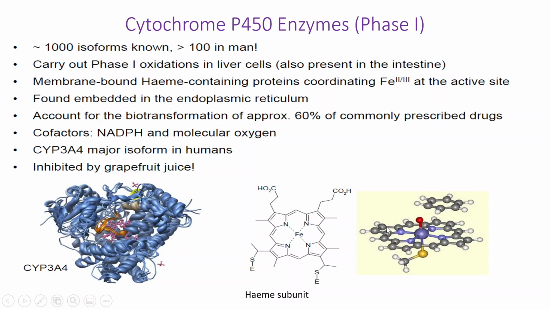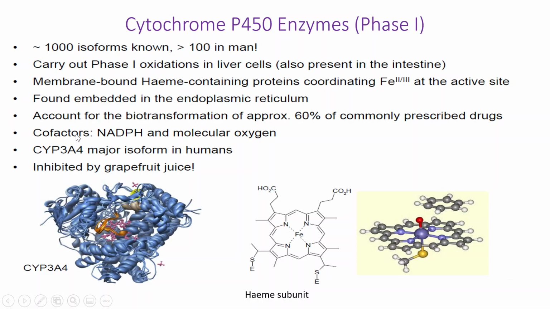This is the molecular structure. The core is the heme portion, or the P450 you can say, and surrounding it is the reductase, the NADPH reductase, if you can recall. There are more than 1000 isoforms, 100 in man. This mainly carries out phase 1 oxidation in the liver. It is a membrane-bound heme-containing protein. Heme is the core, the iron core, and this is the active site. The cofactors NADPH and molecular oxygen are required.